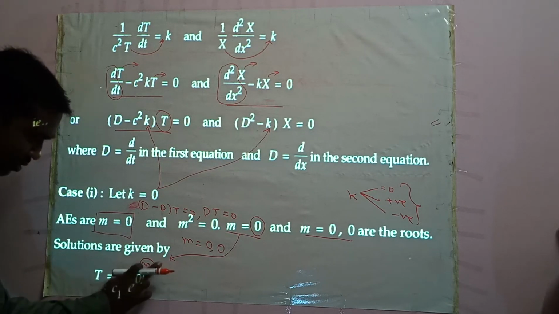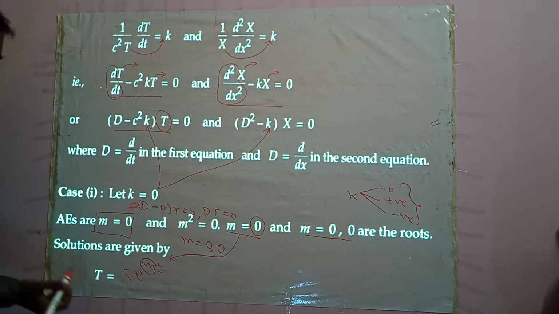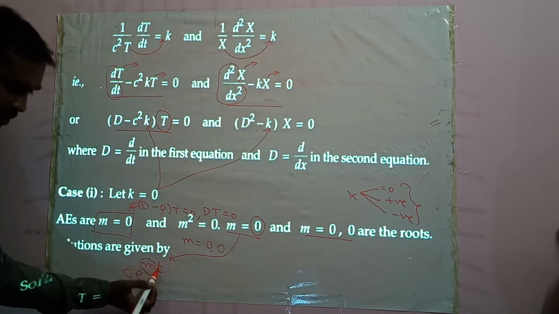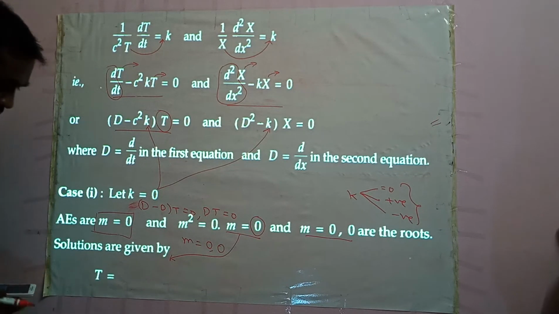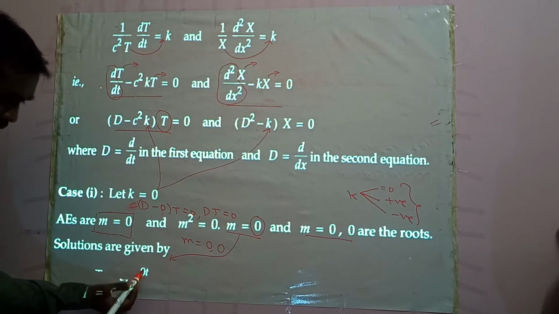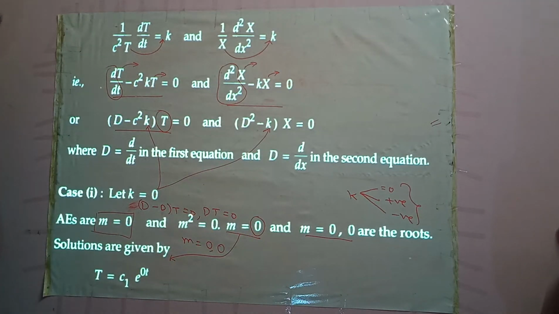So it is not x, it should be t, because we have capital T as a function of small t, so we have to take small t here, not x. So what do you get? C1 e to the power 0t. In the place of m we have taken 0. So this is the CF for this differential equation.